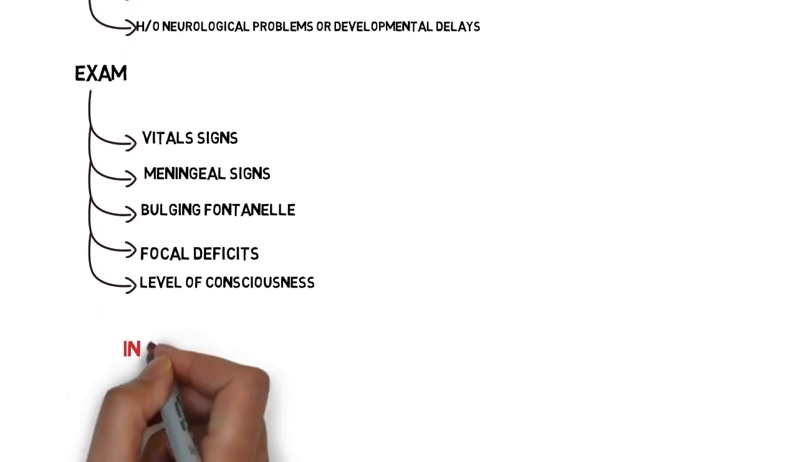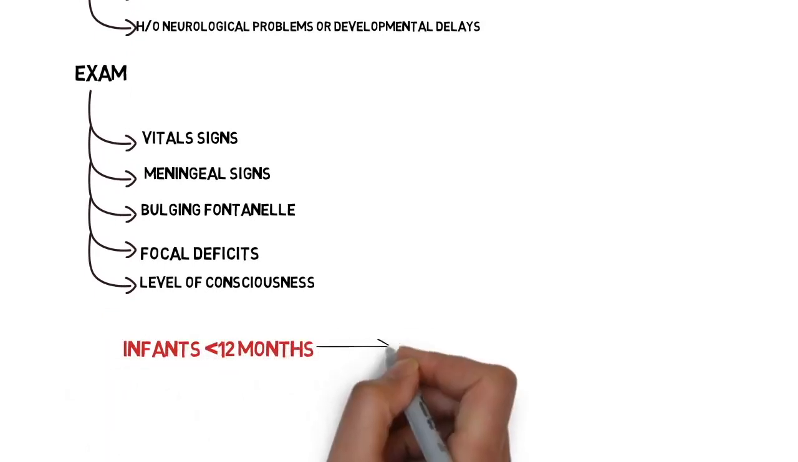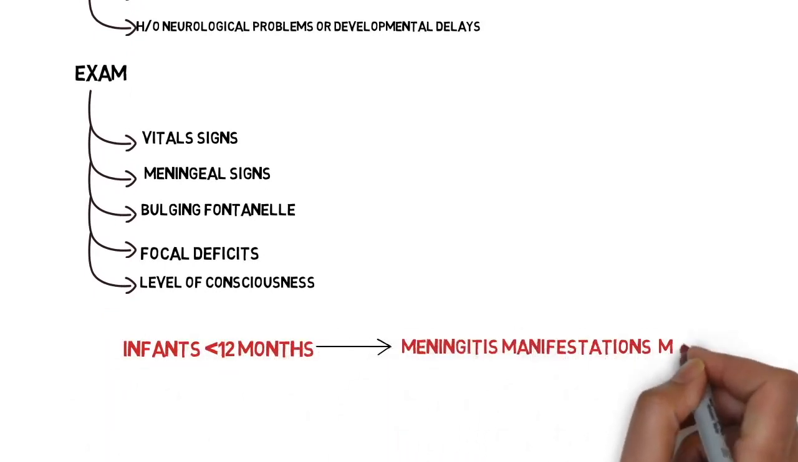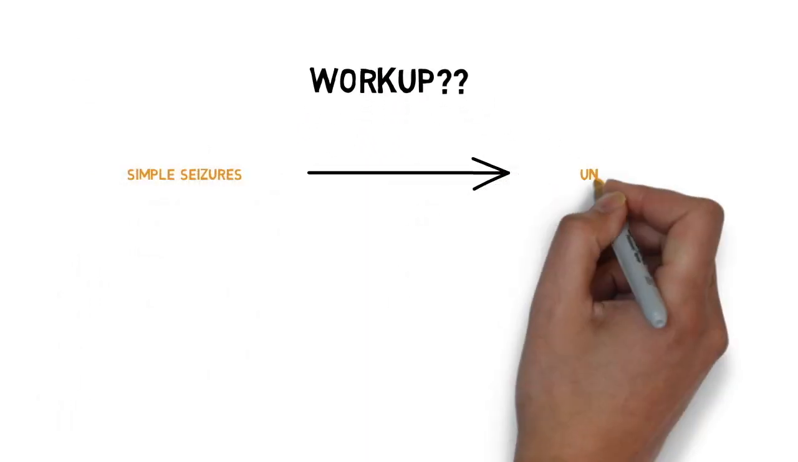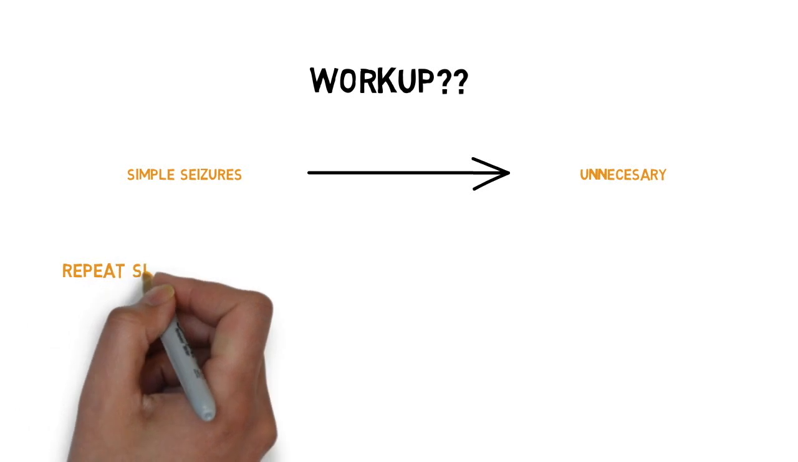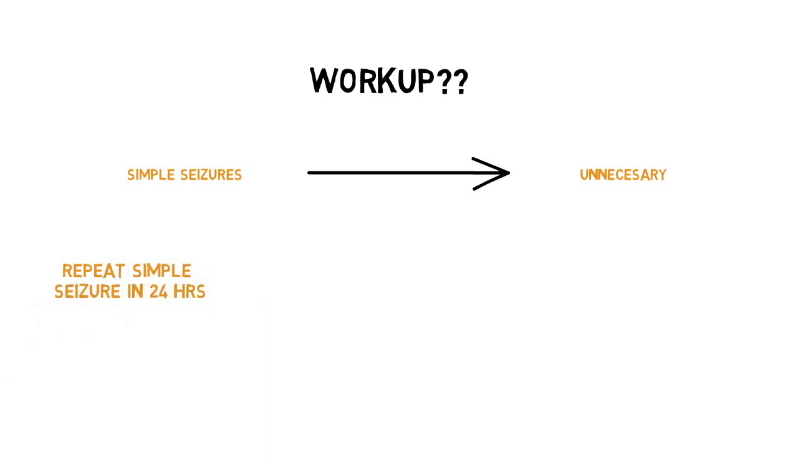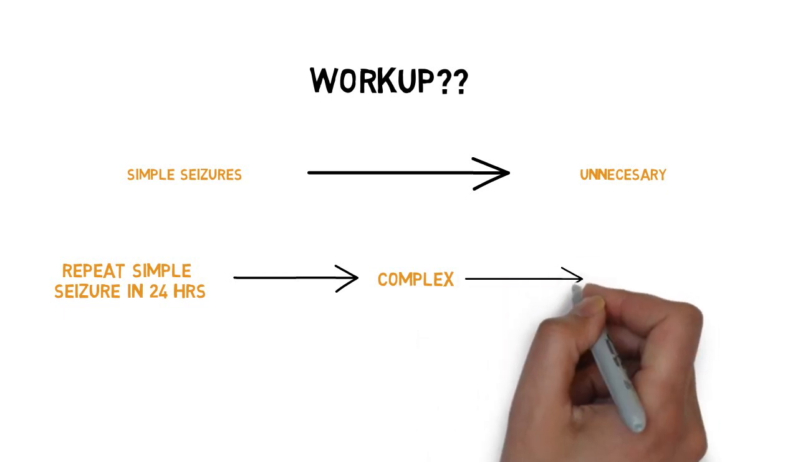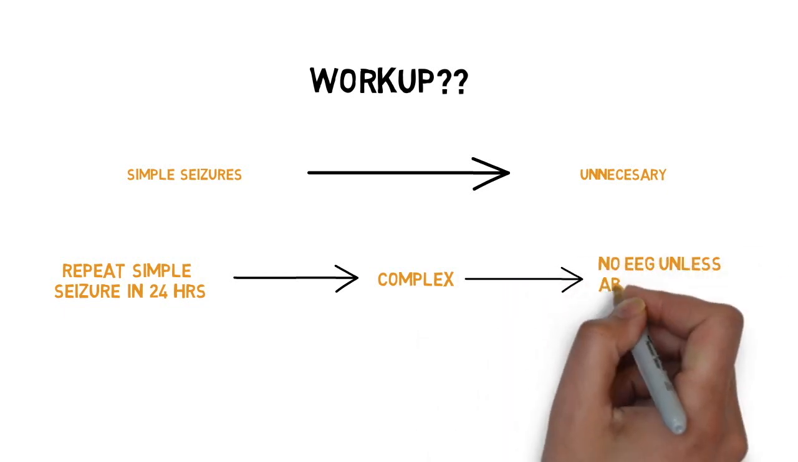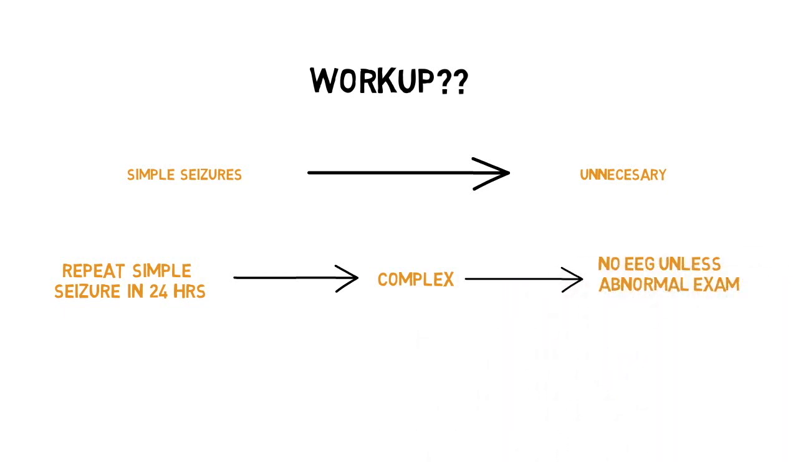Important. Be careful with children younger than 12 months of age. They also warrant special consideration. Signs and symptoms of meningitis may be more subtle in this age group. Now, workup. As I said already, diagnostic testing in simple seizures is most of the times unnecessary. Another short, generalized seizure repeated twice in 24 hours is by definition complex, but wouldn't necessitate an EEG unless the neurologic exam were abnormal.